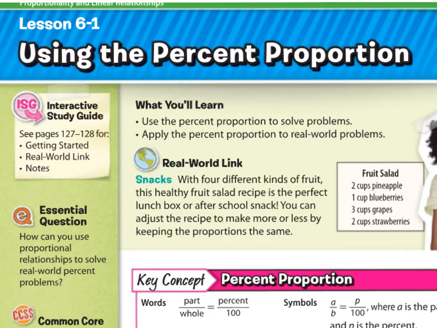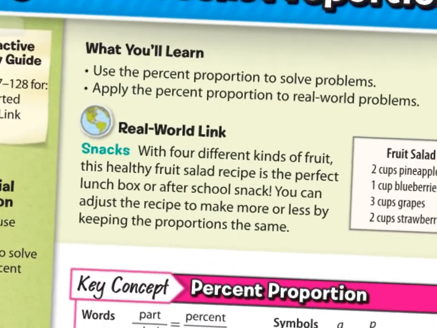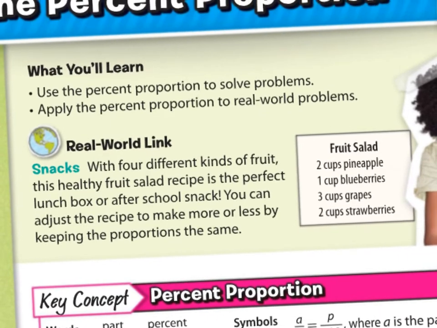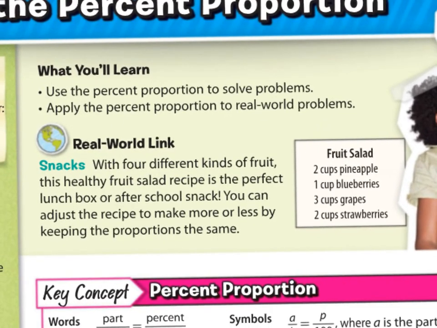Today we're going to look at using the percent proportion to solve problems and apply the percent proportion to solve real world problems. Let's take a look at how we could use the percent proportion, right? So, for example, over here we have a real world link, snacks. With 4 different kinds of fruit, this healthy fruit salad recipe is the perfect lunchbox or after school snack. You can adjust the recipe to make more or less by keeping the proportions the same.